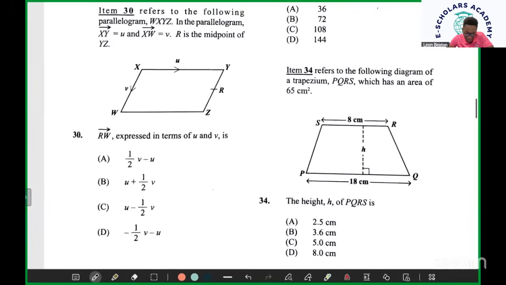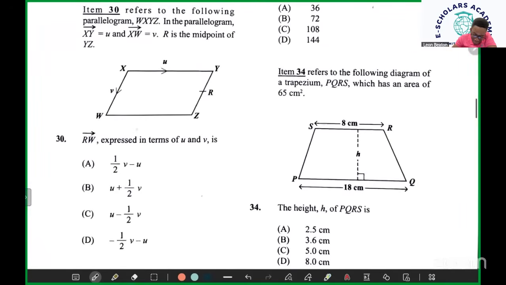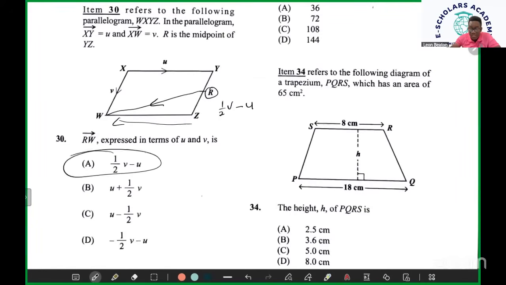Our not so favorite one. So I guess they want RW, in that direction this time. So RW, we can move from R to Z, which is going in the same direction as this here. We know this whole thing is V, so RW would be half V. And then we're going in the opposite direction to this one going to the top, so this would be minus U. So this one was easy. So half V minus U, which is A.